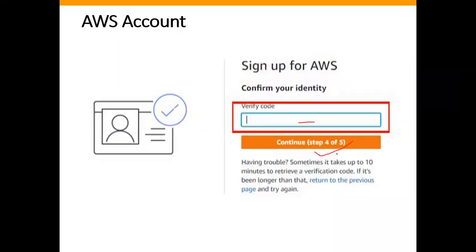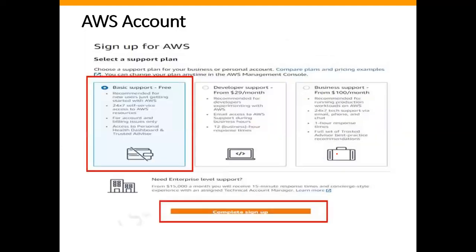Once you click on continue, here it is asking us to select a support plan. Which type of support plan do you need to select? Always go with the free plan. Don't go with developer support or business support. These support plans are provided by AWS. In real time, the client wants support. We don't want any support from AWS. So always select the free plan and then click on complete sign up.